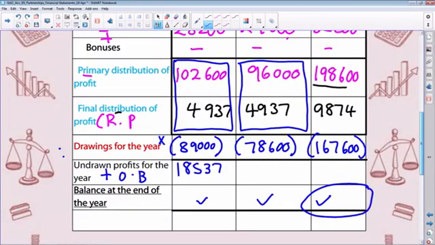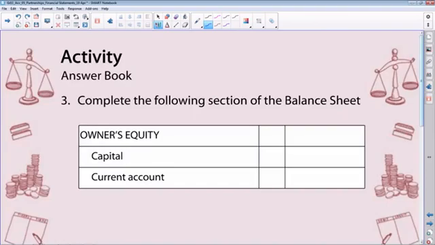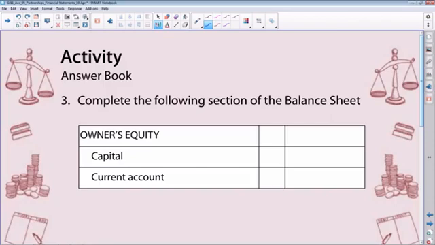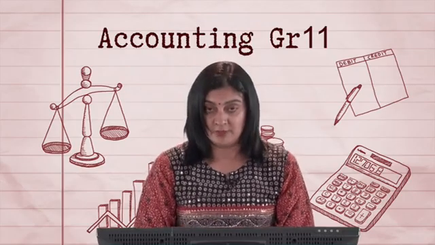Now, there's no time for us to do the next question, but when you complete the balance sheet, capital would obviously be whatever they've contributed during the year in this part of the balance sheet. And then your current account is the information that I just spoke about from the note itself. That is the figure that you would show in this section of the balance sheet. Capital plus current account is going to give you your owner's equity. Okay, sure. That was quite a bit.